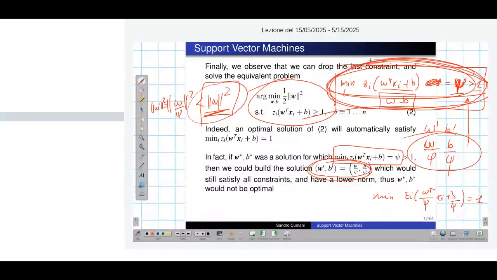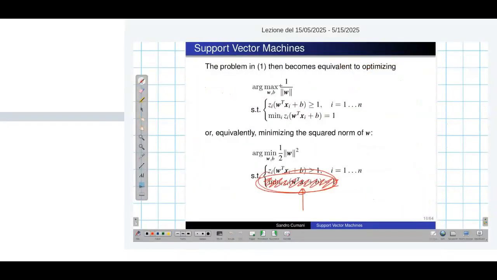This shows that there cannot exist a solution W which is optimal for this problem for which this constraint doesn't hold. If all these constraints are satisfied and W is optimal, then the closest point to the separation rule will have a value Zi W transpose Xi that is equal to plus 1. So we can drop this constraint because this constraint will be automatically selected by the model.